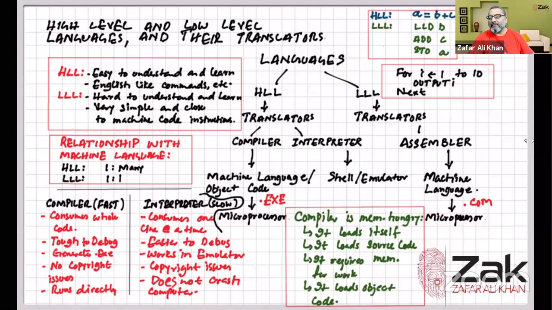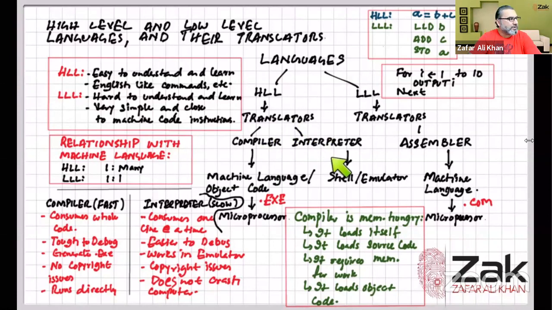So for high level language, there are two types of translators. One is called compiler, the other one is called interpreter. Now, the next question would be, what is the difference between compiler and interpreter?